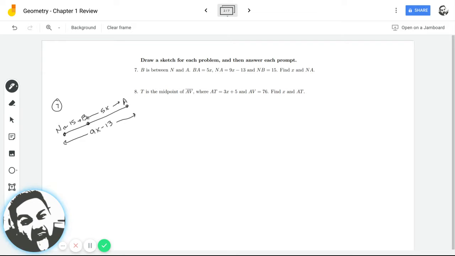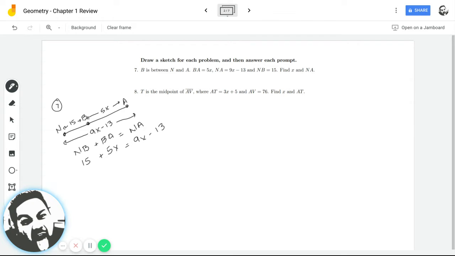Okay, so when you're dealing with these types of segments, these types of pictures, what you always want to do is start with your geometric equation, the segment addition postulate. So if you take the length of NB and you add it to the length of BA, this will equal NA. Notice I didn't write NBA because we're talking about the segments, right? NA is the name of the segment. And then now you can just substitute. Since NB has already been defined as 15, I'm going to write 15. BA has been defined as 5x. I'm going to write 5x plus the 15 is equal, and NA is 9x minus 13.